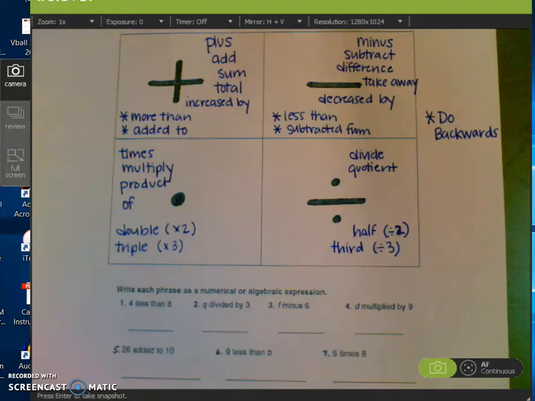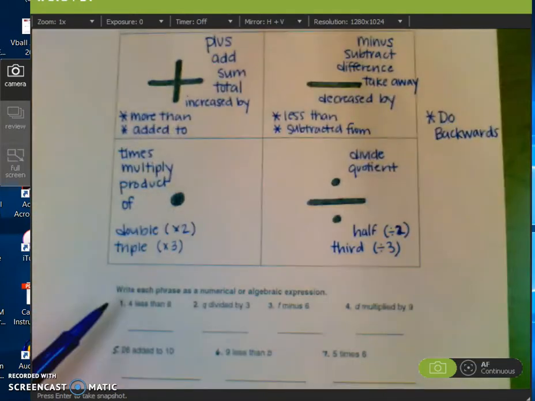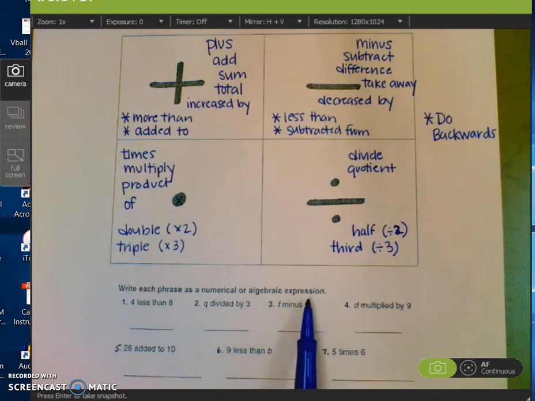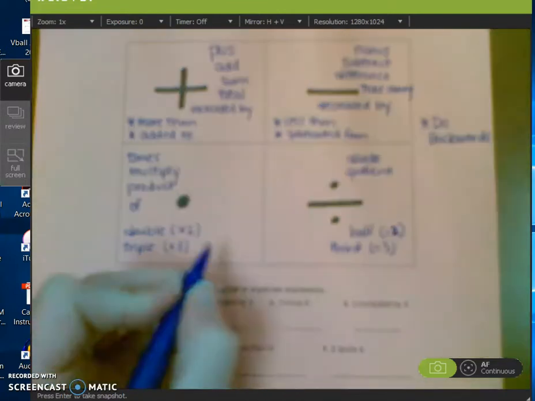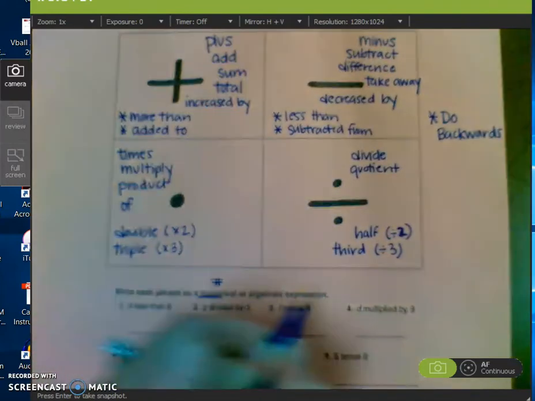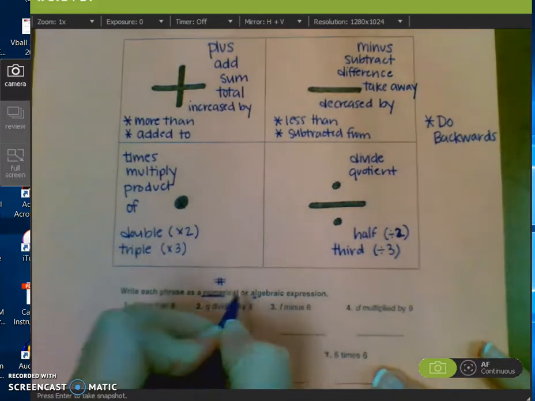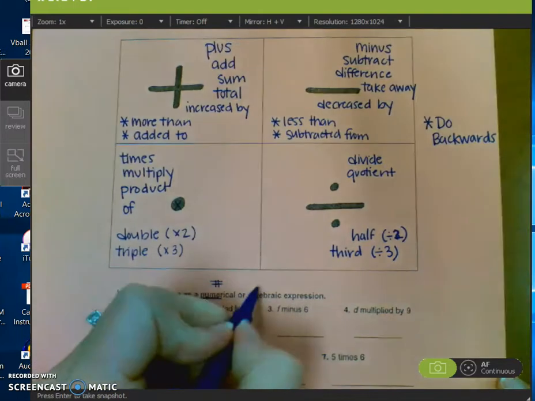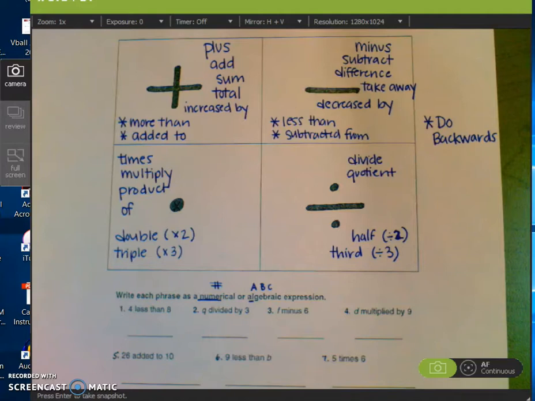Okay, so now that we've got our translating words up here, we're going to use those as a reference sheet to write each phrase as a numerical or algebraic expression. And I'm just going to touch on some vocab that we'll hit again later on. Numerical sounds like number. Those are expressions that have only numbers. Algebraic sounds like or starts like alphabet, and so those have letters that we call variables. So A, B, C, D, E, F, G, all the way through Z. Algebraic expressions have letters. So we'll be looking at that.